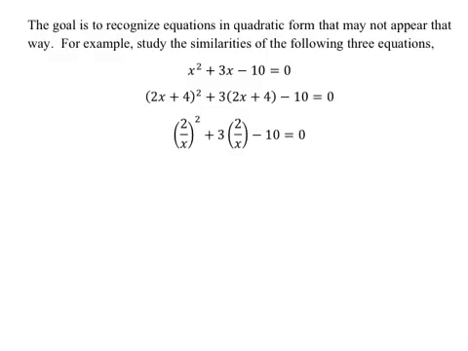So what we're going to see here, for example, if we look at these three equations, is to look for similarities and show how they actually do seem to be quadratic in nature. Well, the first one is definitely a quadratic equation, right? This can be factored easily. This can be factored into x plus 5, x minus 2.